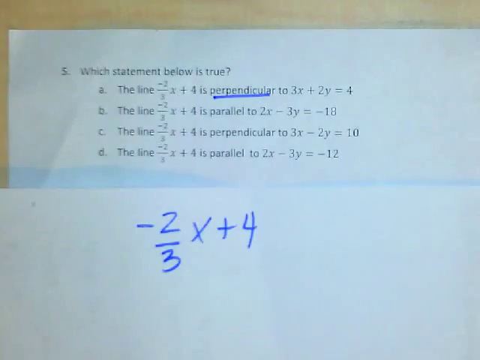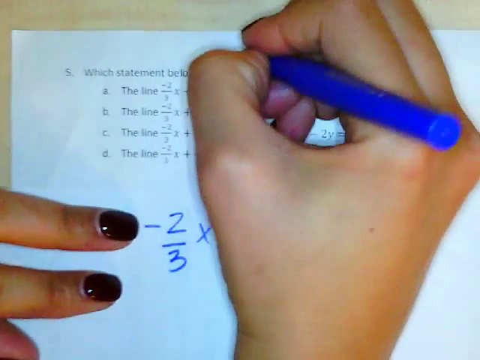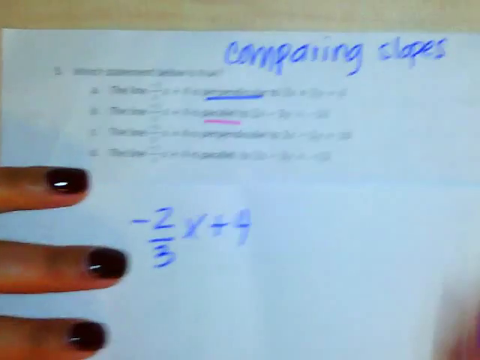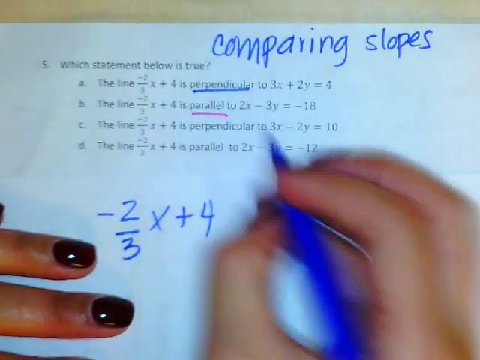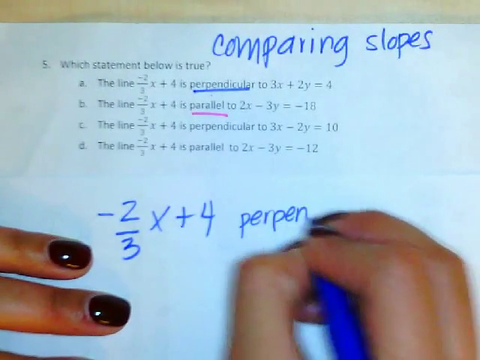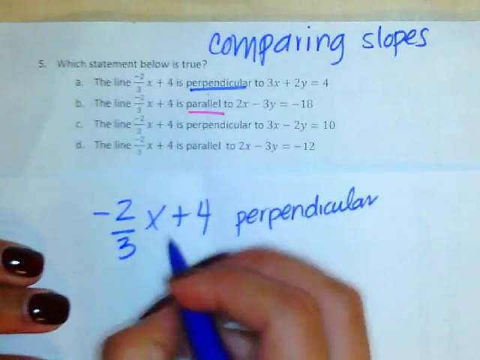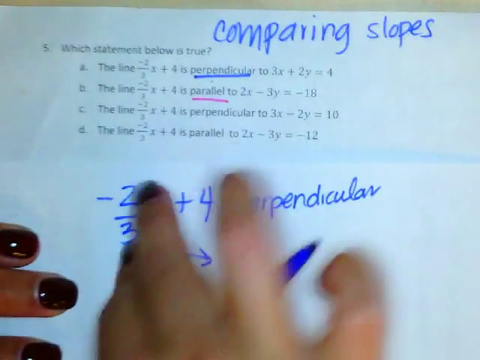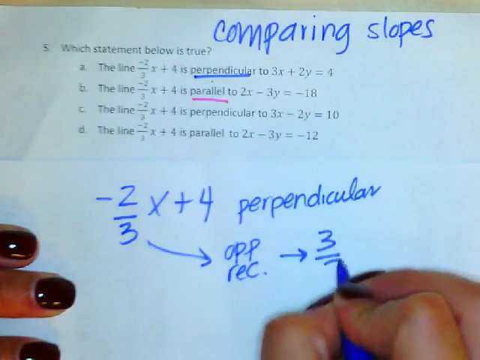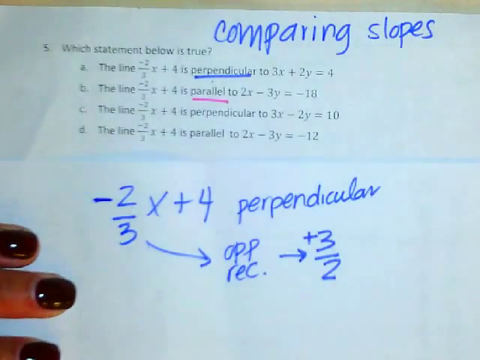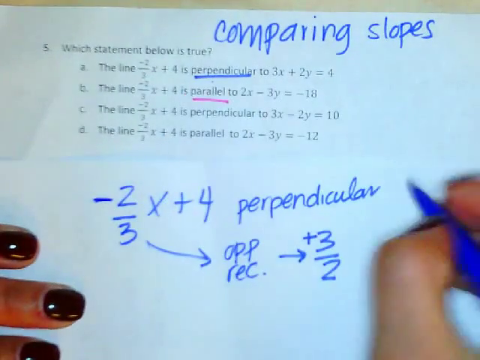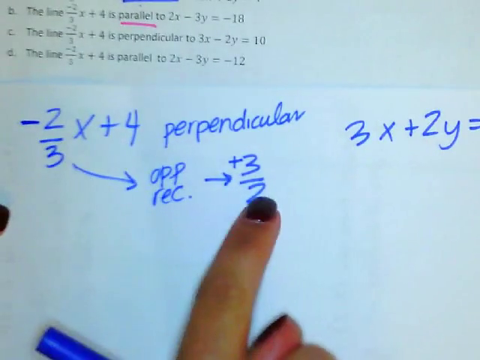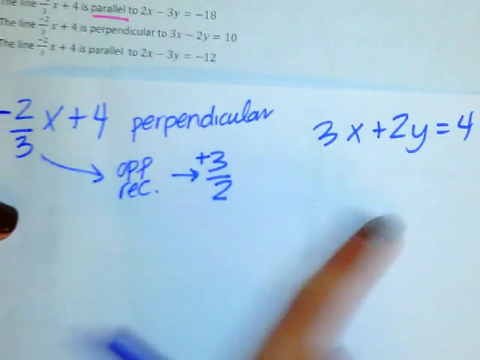Right? When we talk perpendicular and parallel, we are comparing slopes. Okay? Whenever the slope is, if it's going to be perpendicular like A, then that means that the new slope would be the opposite reciprocal of this slope. So I have to flip it, so 3 over 2, and I have to do the opposite. So if this is negative, this has to be positive. So if A is true, then 3x plus 2y equals 4 has to have this slope. Okay? So that's what I'm going to look at.